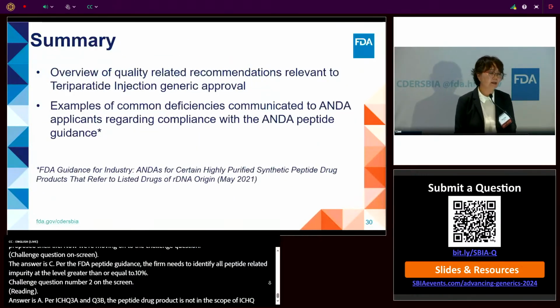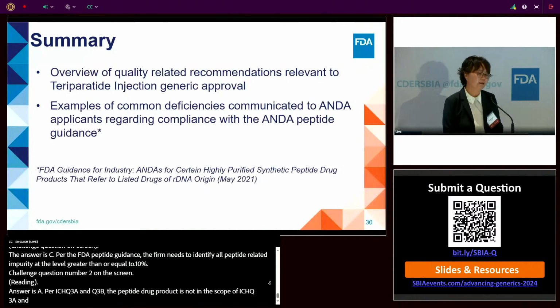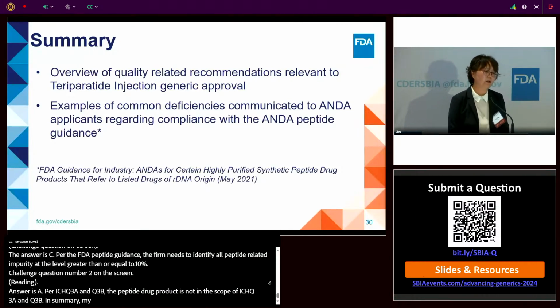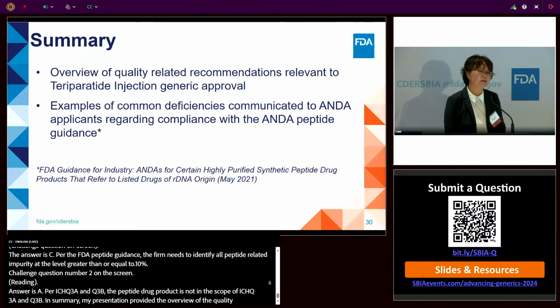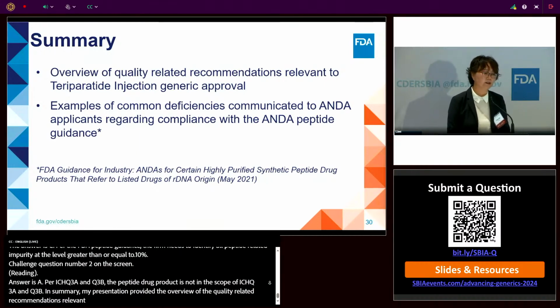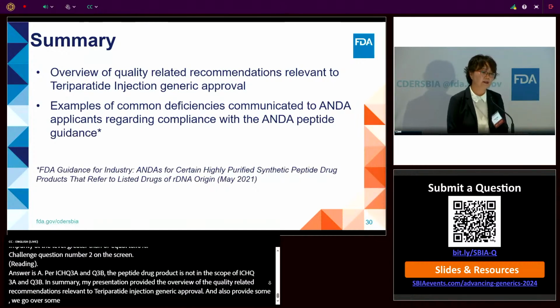In summary, my presentation provided the overview of the quality-related recommendations relevant to teriparatide injection generic approval, and we also went over some examples of common deficiencies for any peptide products.